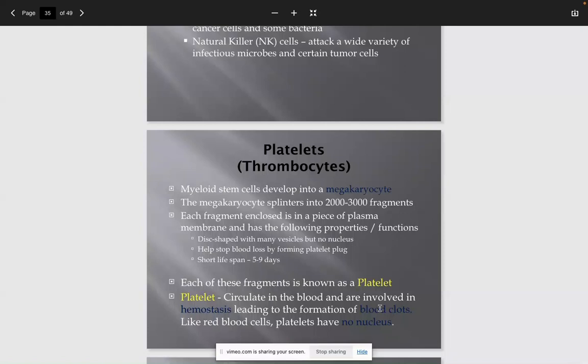So why would we need to form a blood clot? Well, if you cut your finger, or if you have some type of trauma in which you have internal bleeding, we have to have a built-in mechanism in order to stop this bleeding. So not all blood clots are pathological. It just depends on the body's ability to break down these clots.